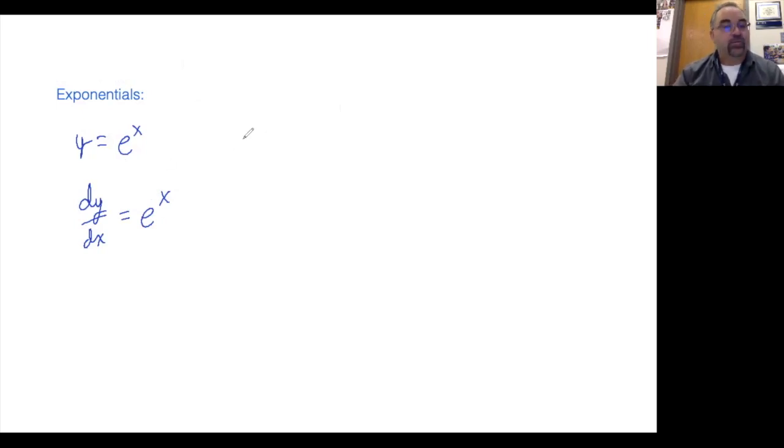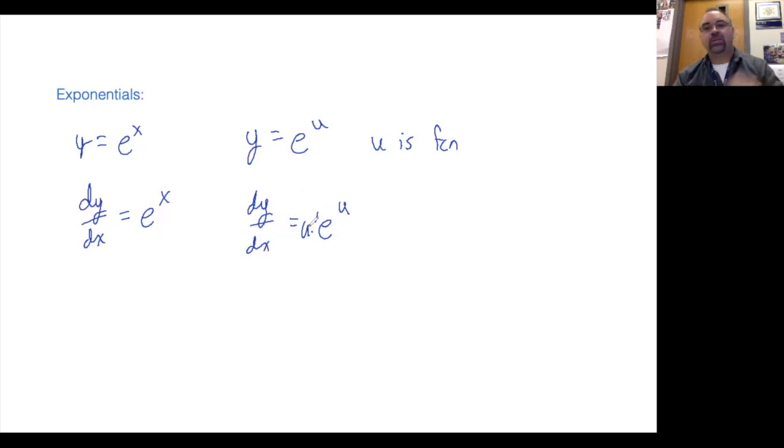If it's not e to the x, but it's e to some power that's a function, so u, where u is a function of x, then dy/dx is going to be e to the u, but then you multiply by the derivative of the inside function, so u prime times e to the u. So basically same idea as before. We have the basic and then we have the chain rule version.